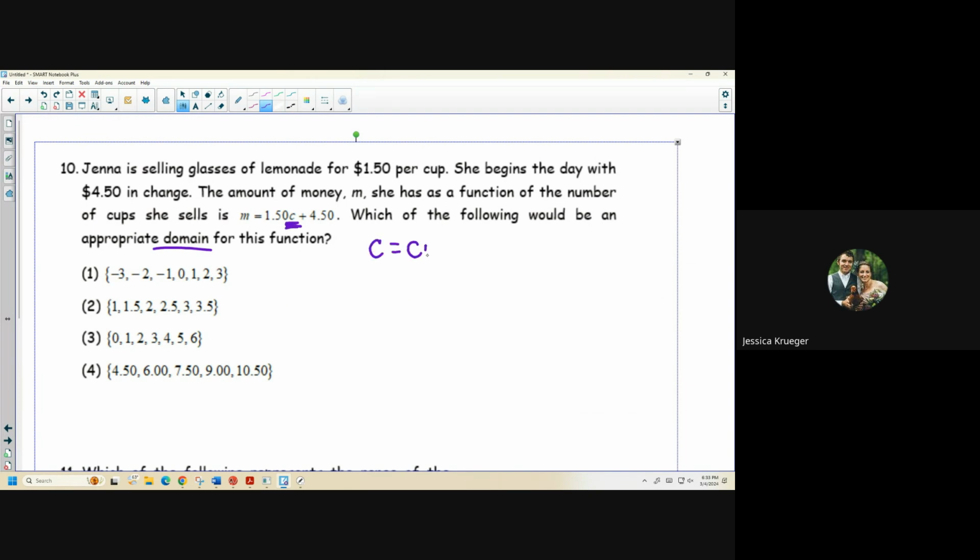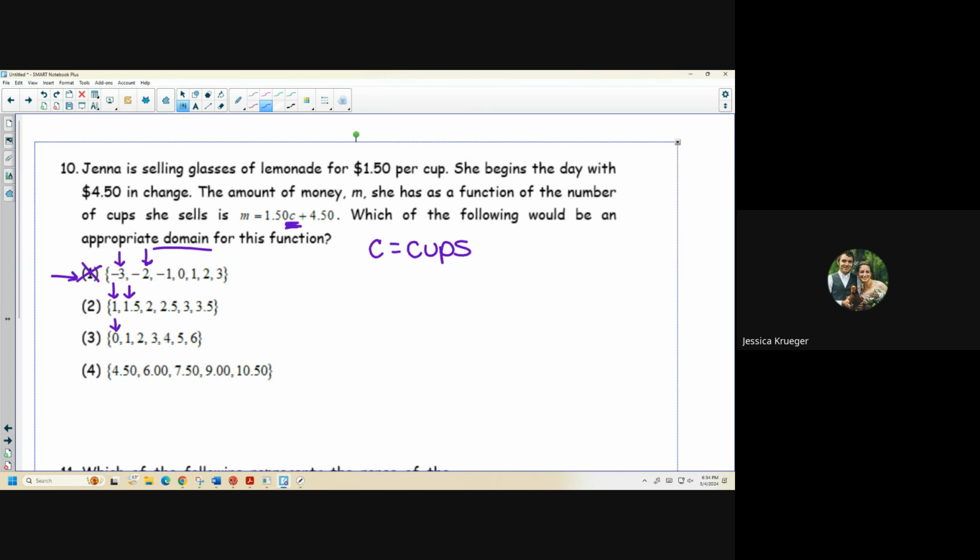C is cups. So the question is, when I'm looking at this, could she sell -3 cups of lemonade or -2 cups? Last time I checked, we can't give cups to a lemonade stand. So I don't think that's going to be possible. Let's look at 2. Could she sell 1 cup? Yes. 1.5 cups? I'm not sure. Nothing up here says that she's going to sell whole cups, part cups. So let's keep that one just in case.